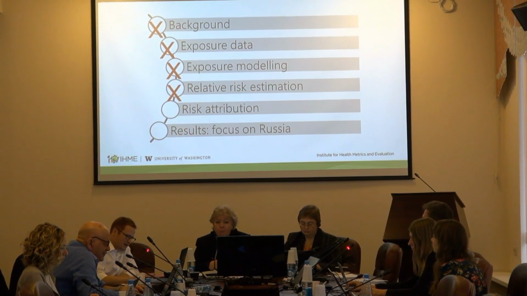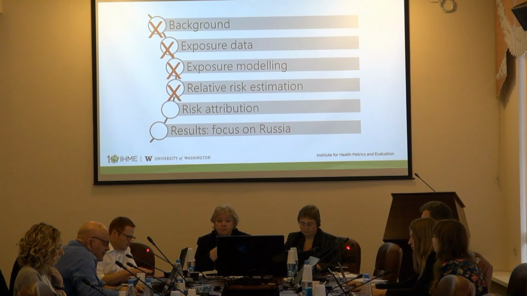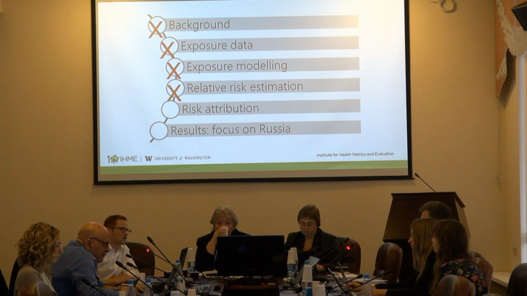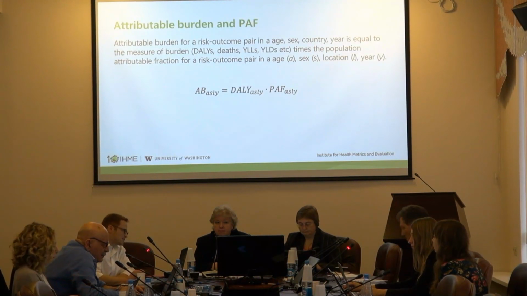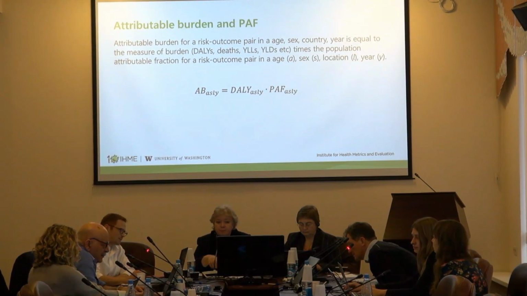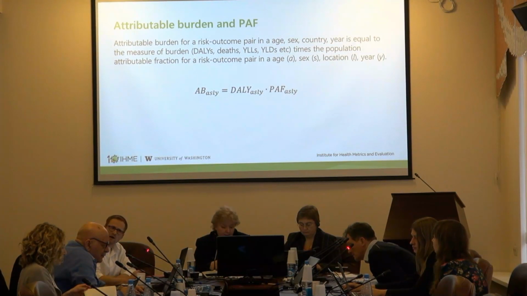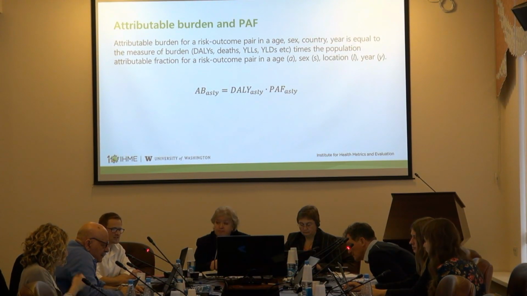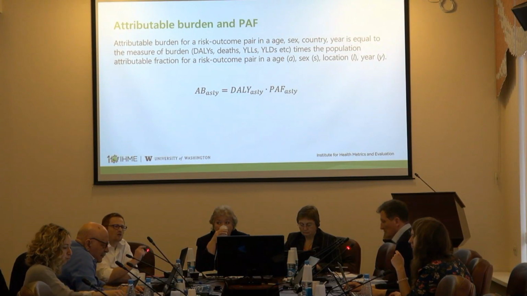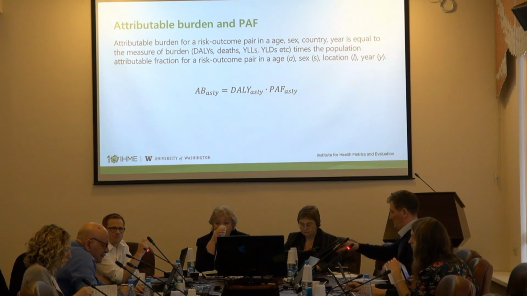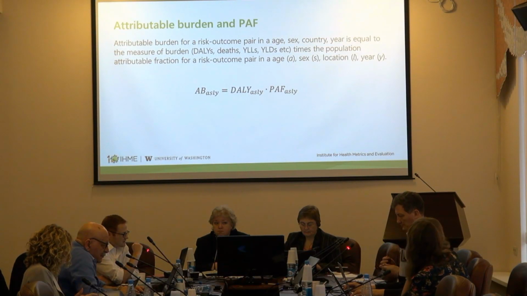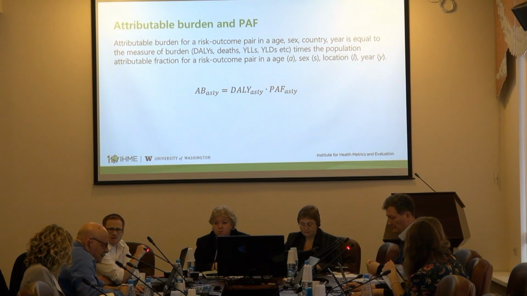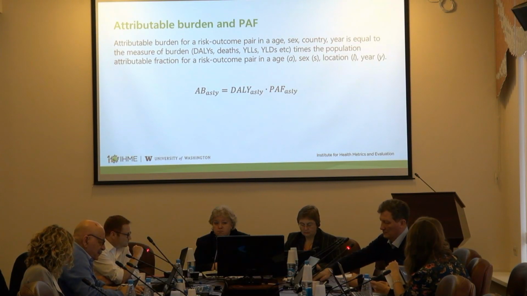All right, so once we have our exposure, we have our TMRELs, and we have our relative risks, we have all of the pieces we need to actually estimate attributable burden. The way we estimate attributable burden is using population attributable fraction. The population attributable fraction is the proportion of all of the burden of this particular outcome that is attributable to a given risk factor. And we calculate the attributable burden as the burden times the PAF.